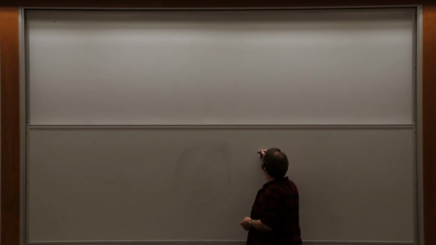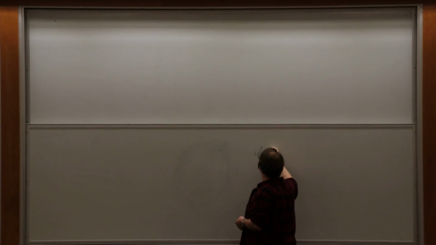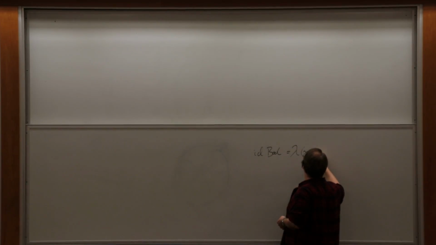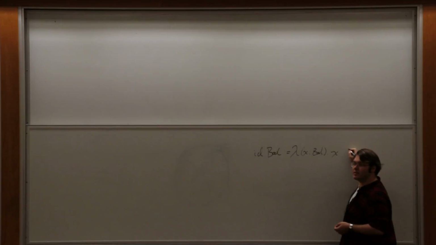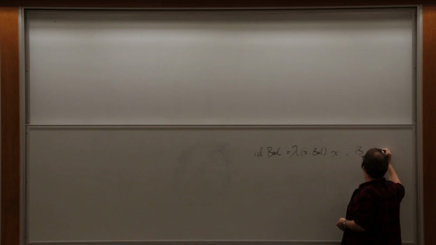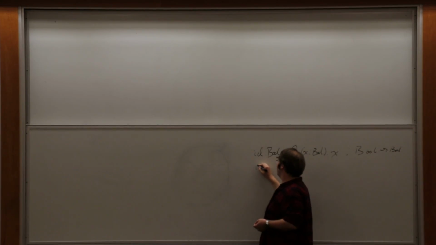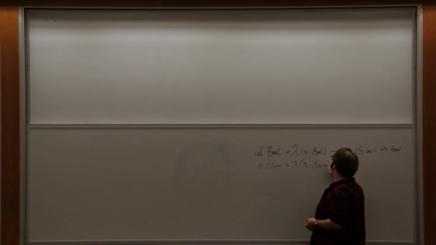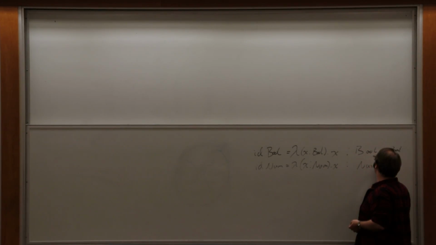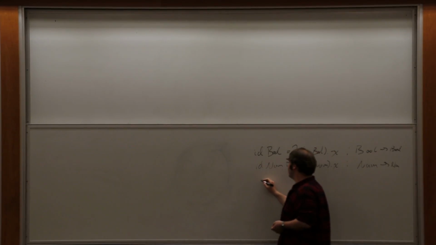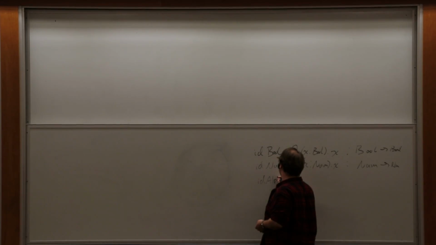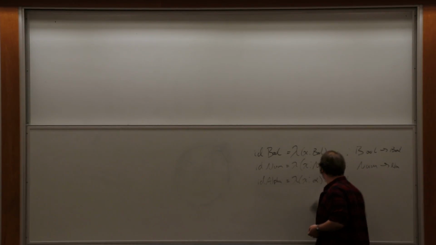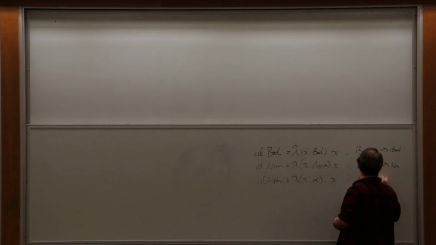So, for example, I could have the identity for Booleans, which would be lambda x of type bool, and then I return x. And what's the type of that? That's a function from bool to bool. What else? I could have id num, which takes a lambda x, which has type num, and I give back x, and that has type num to num. And I also wrote id alpha, which was lambda x of type alpha, x, which has type alpha arrow alpha.